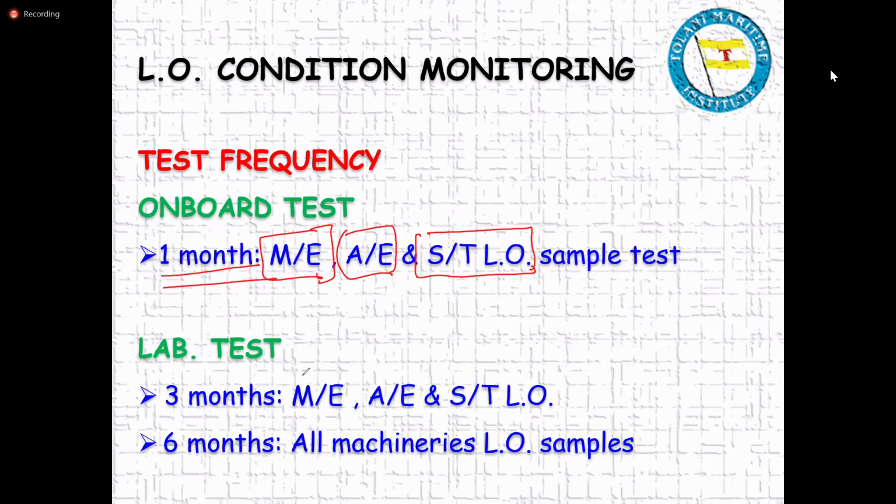Laboratory test. For main engine, auxiliary engine, and stern tube lube oil, we'll send samples once every 3 months to the laboratory for testing. But for all other machineries, like the hydraulic machinery, steering gear, mooring winch system, purifier, gear case, the compressor oil, and so on, all the oils which are there, a big list of oils, will be sent once every 6 months for testing to the shore-based laboratory.